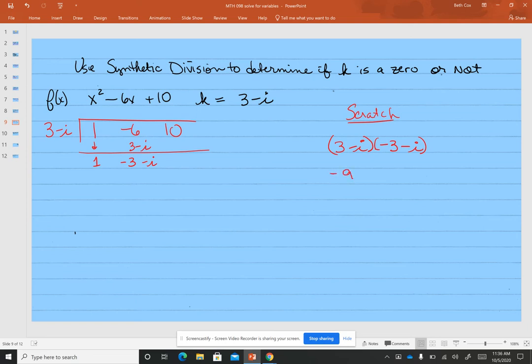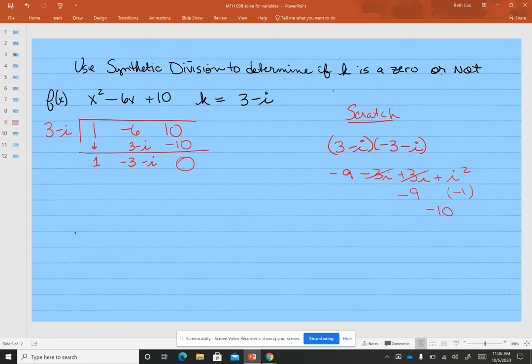So I get negative 9 minus 3i plus 3i plus i squared using my FOIL. Those cancel out. Remember what i squared is? That's negative 1. So negative 9 and a negative 1 is a negative 10. So I get a negative 10 right there, and that gives me a 0.